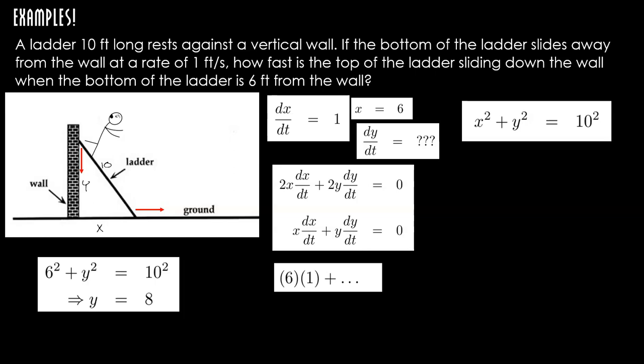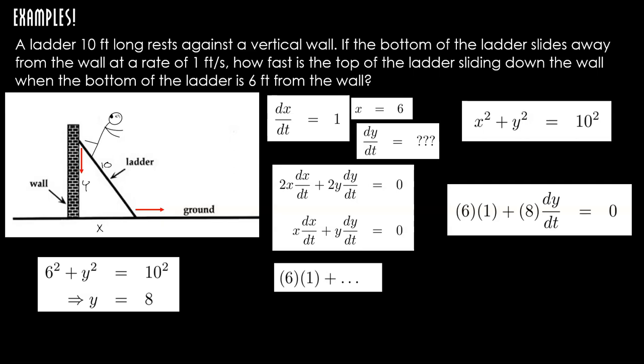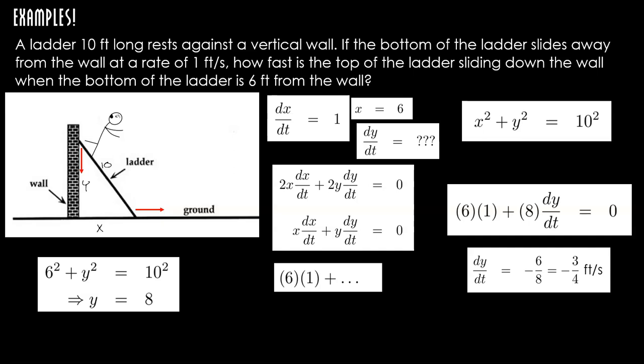At the time I care about, x is 6, so I have 6 squared plus y squared equals 10 squared, which means y is equal to 8. Okay, let's try this again. I have 6 times 1 plus 8 times dy/dt equals 8, which means dy/dt is negative 6/8 or negative 3/4 foot per second. Makes sense it's negative because my y is getting smaller.